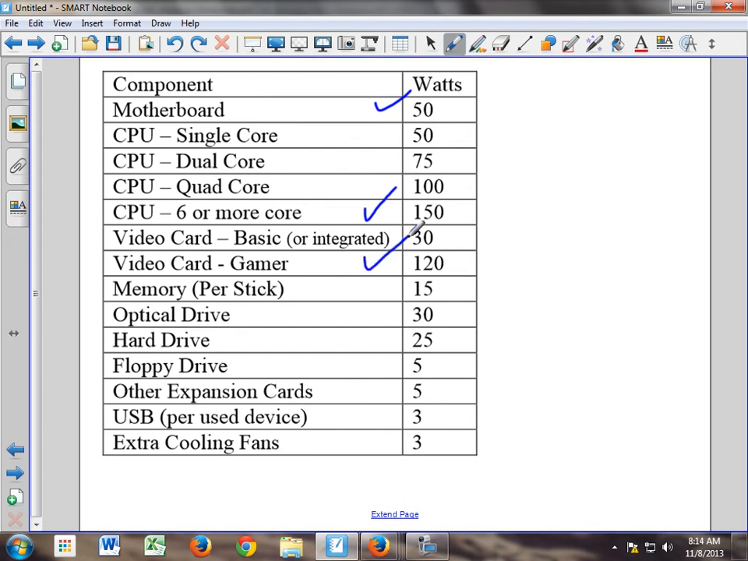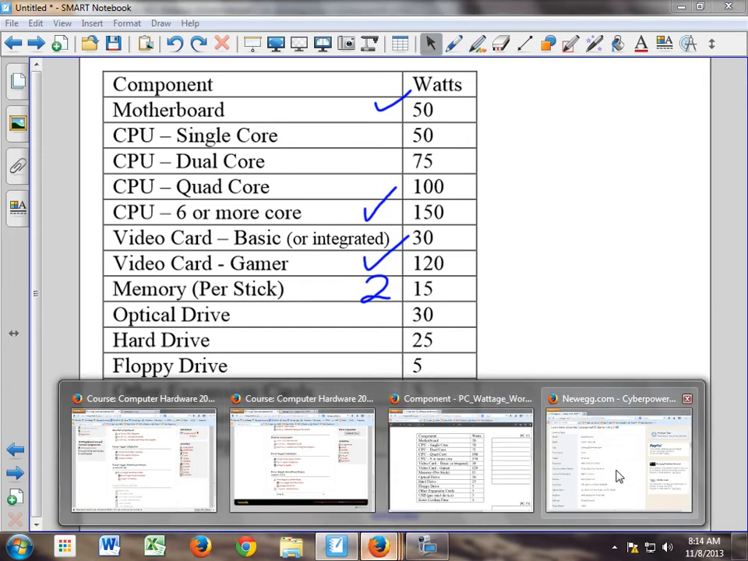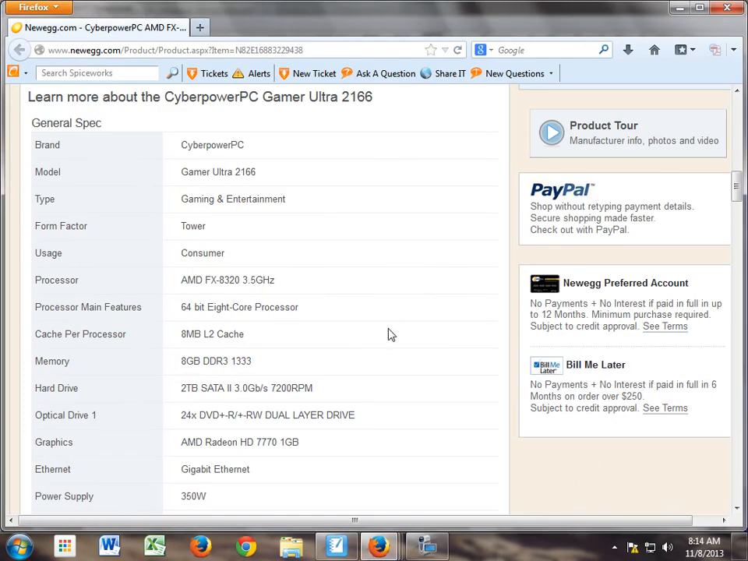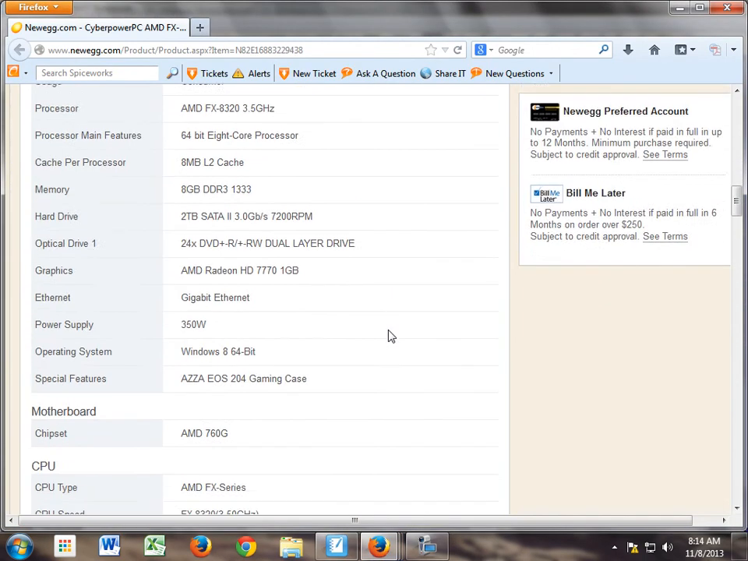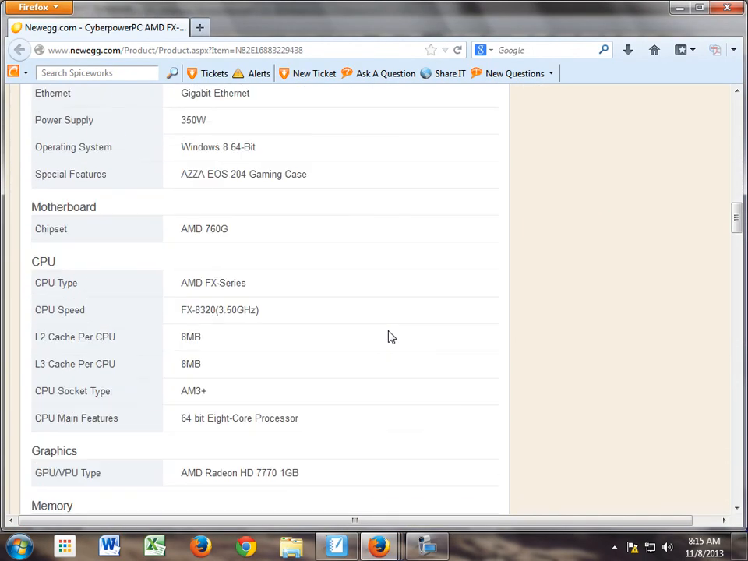How many sticks of RAM? 2. Okay, so it's got 2 4 gig sticks of RAM to give us our 8 gig, and I just saw that when I scrolled by. There's no reason to look at it. Optical drive? 1. Only got 1. Here we are. Okay, let's see. Spec CPU. I'm going to look at the CPU specs here just because. It's really nice. 3.5 gigahertz. Octa-core PC.